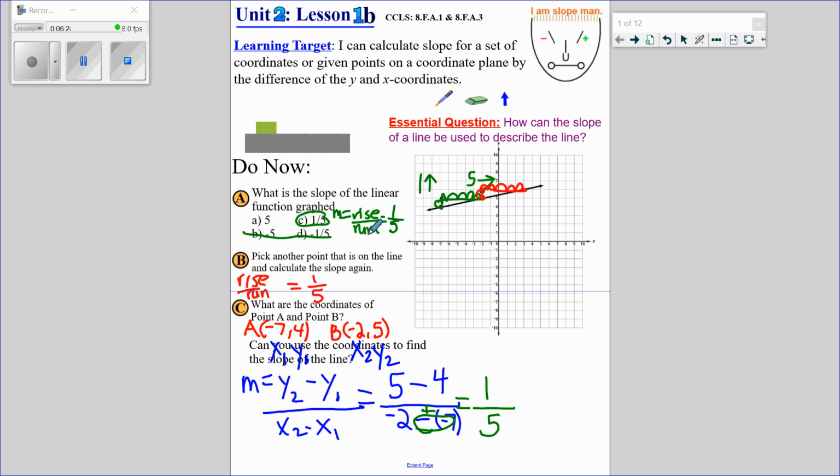First, we used rise over run. We went up 1 and 5 to the right. And then we used the coordinates, and we used the formula and we substituted.